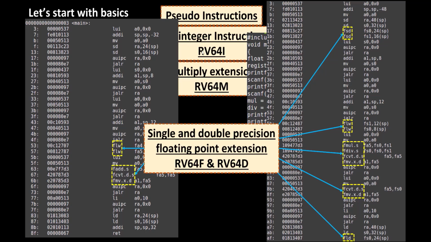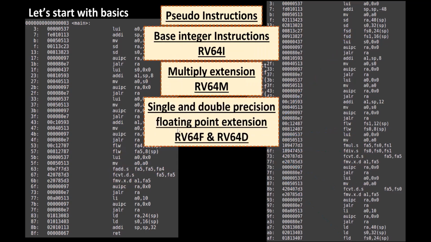So apart from the base integer instruction set, it can also implement the multiply extension, and it can implement the single and double precision floating point extension as well. A CPU core that implements all of them will be called RV64IMFD. So that also forms part of the course content.